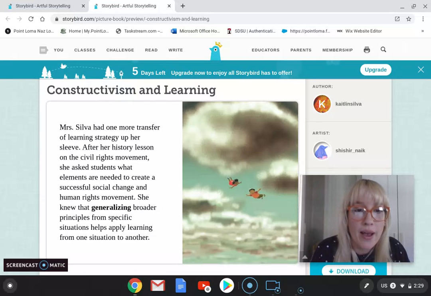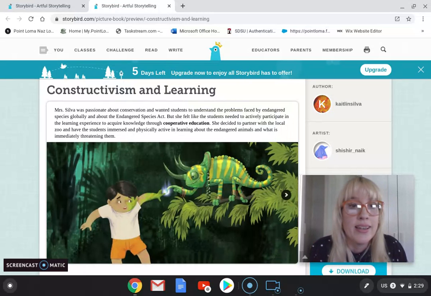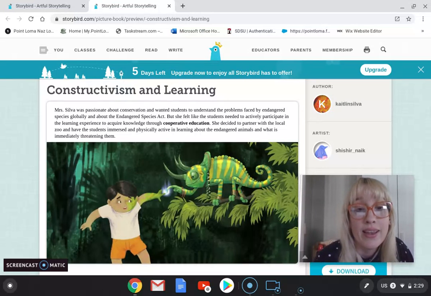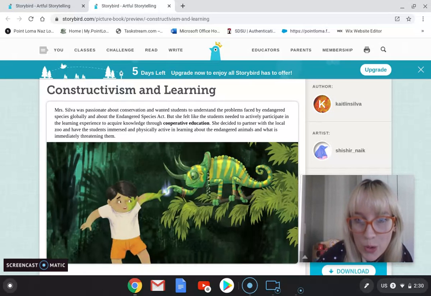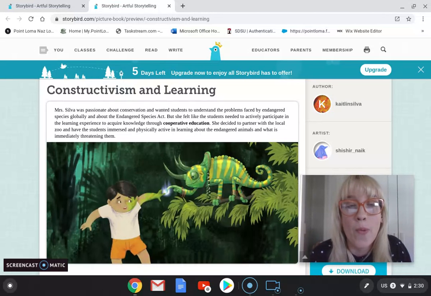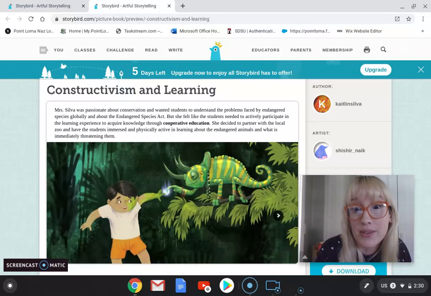So to really help them understand. Mrs. Silva is so passionate about everything. She's also passionate about conservation and wanted her students to understand the problems faced by endangered species globally. So she felt like her students needed to actively participate in the learning experience and acquire this knowledge through cooperative education. She decided to partner with the local zoo and have the students fully immersed and physically active in the learning about the endangered animals and the immediate threats surrounding them.